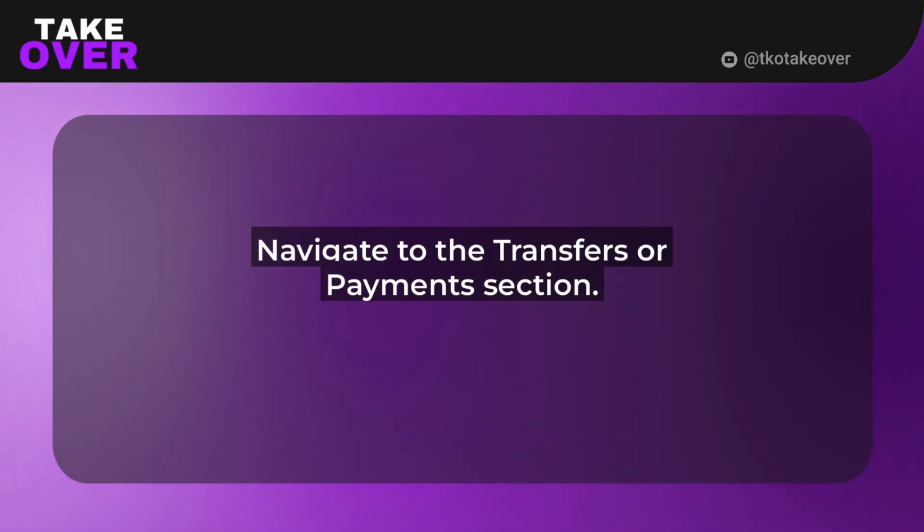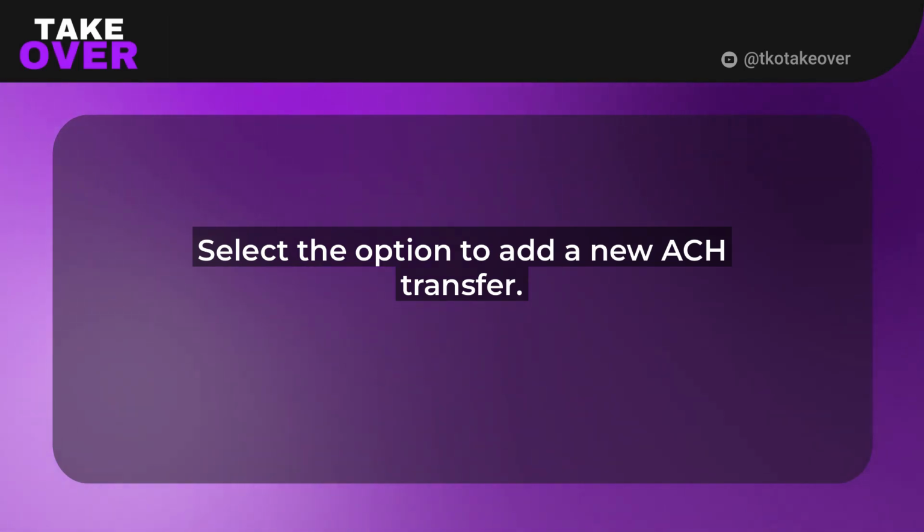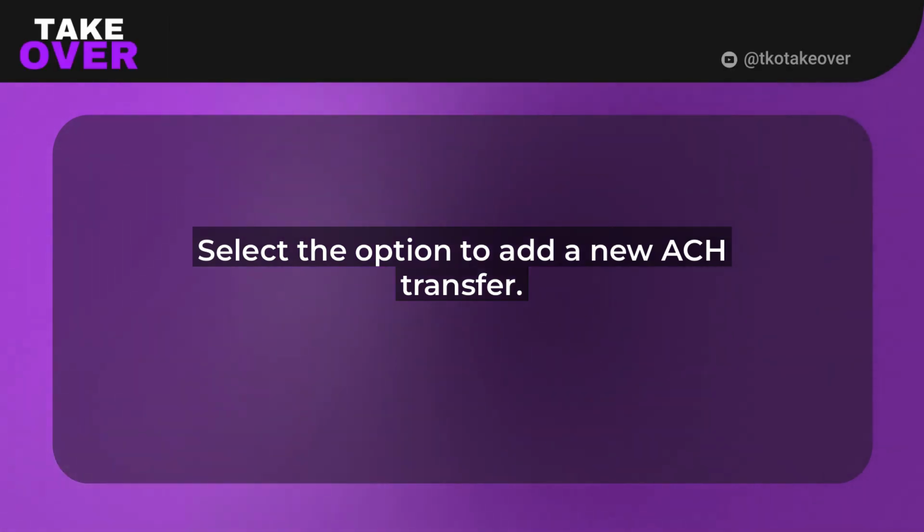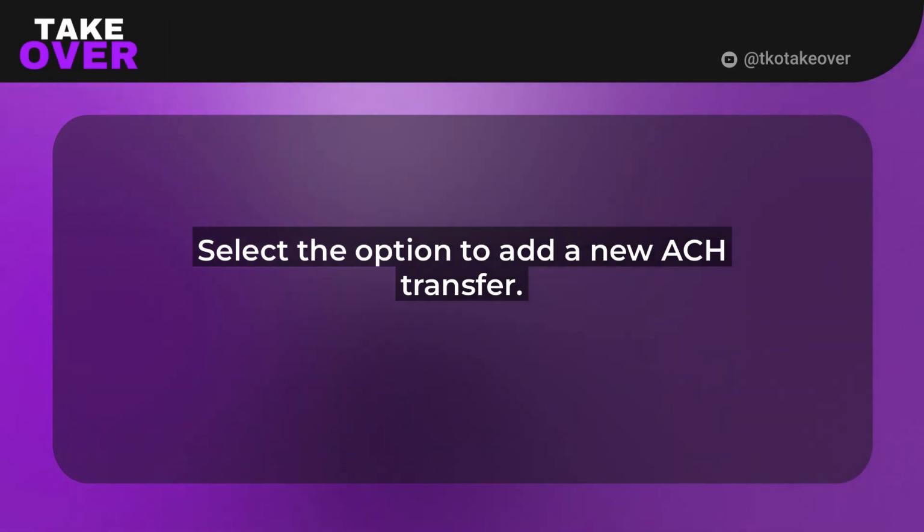Next, click on Add a Transfer or New ACH Transfer. You'll need to enter the recipient's details, including their bank's routing number, account number, and the account holder's name. Double-check everything here to avoid any hiccups. Mistakes can delay your transfer.